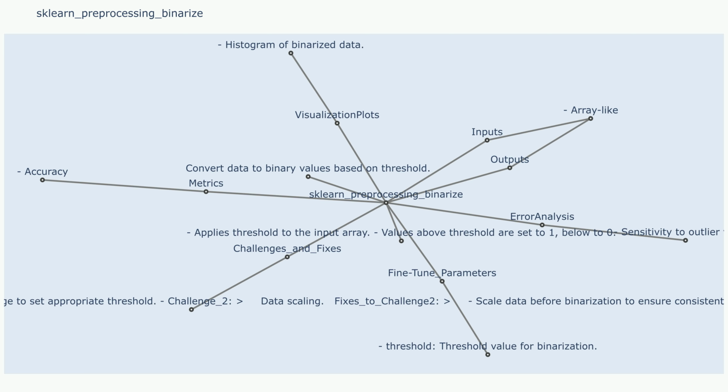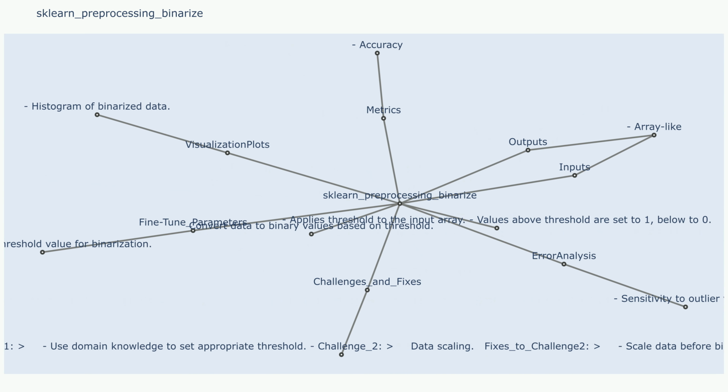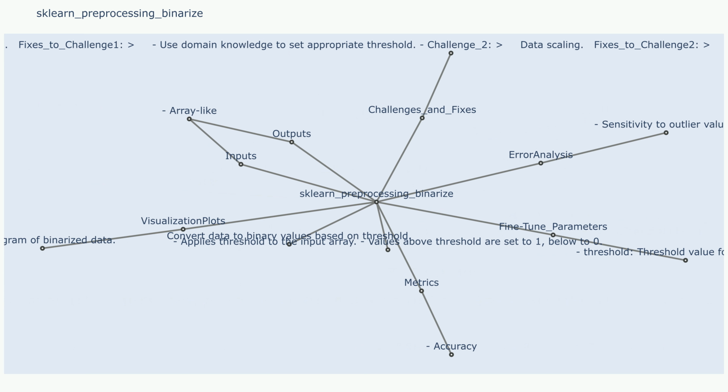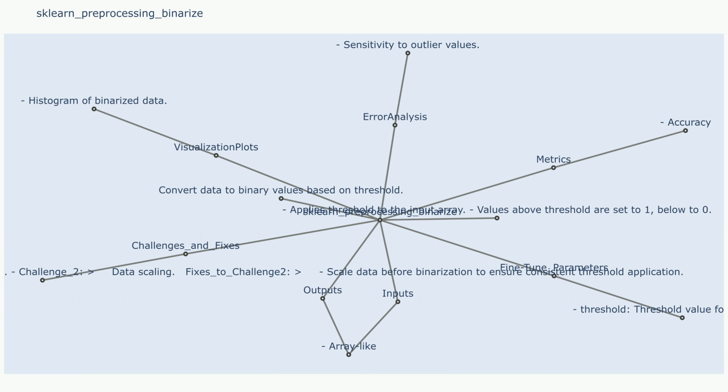sklearn, preprocessing, binarize. Description. Binarize data set feature values to 0 or 1 according to a threshold. Inputs. X, array-like, sparse matrix or pandas data frame. Data to binarize, where n samples is the number of samples and n features is the number of features. Threshold, float. Default 0.0. Feature values below or equal to this threshold are replaced by 0, above it by 1. Outputs. X binarized, ND array or sparse matrix. Shape n samples, n features.